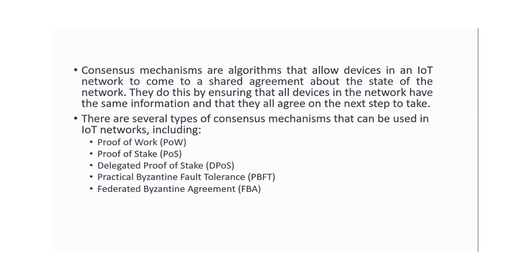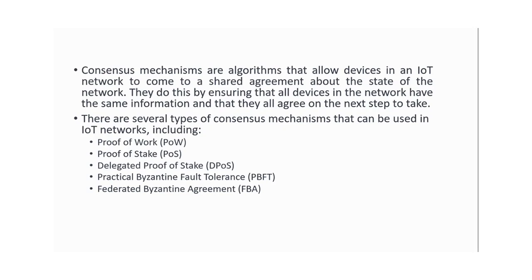There are several types of consensus mechanisms that can be used in an IoT network. These are the list of five: proof of work, proof of stake, delegated proof of stake, practical Byzantine fault tolerance, and federated Byzantine agreement. We will discuss everything briefly.